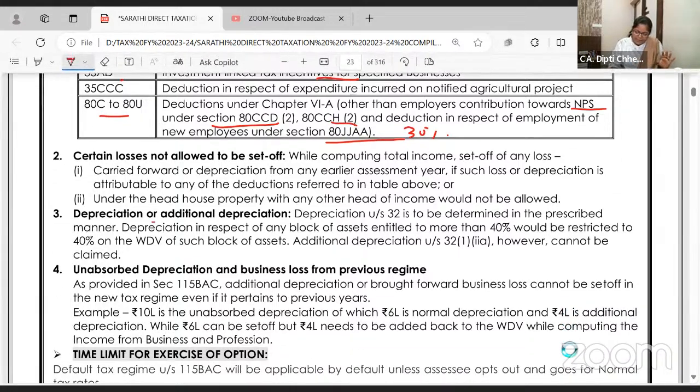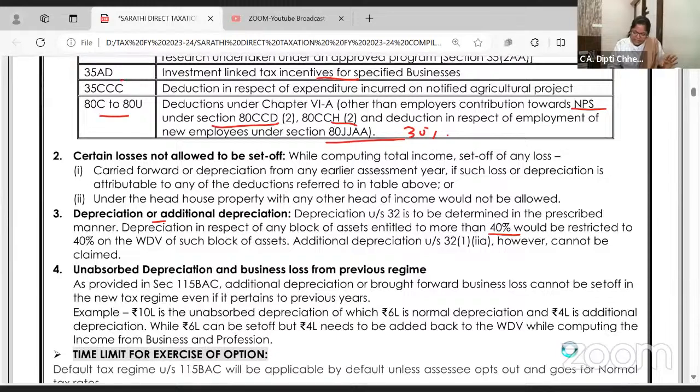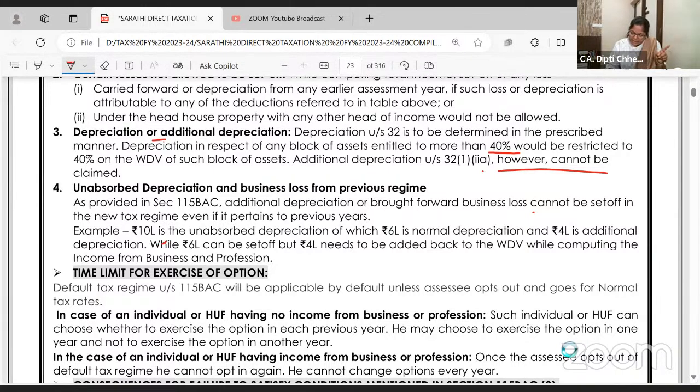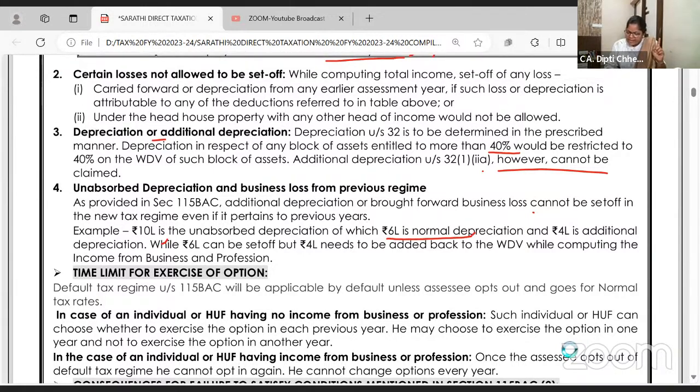Clear? Normal depreciation will be allowed, additional will not be allowed. Say the depreciation carry forward is 10 lakhs, but in that normal is 6 lakh and additional is 4 lakh. The additional will not be allowed, so you cannot claim additional depreciation. Earlier you claimed it, and because of that there is a loss, you cannot claim it now.